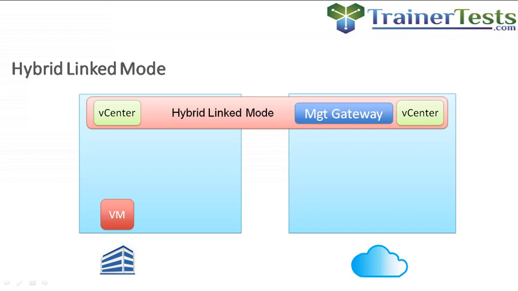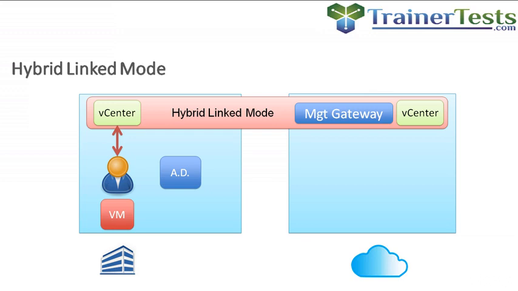And this allows us to log into either vCenter server and manage the inventory of both locations. So here's my user logging in. That user is able to manage the inventory of not only the vCenter inventory of the on-premise equipment, but also the VMware Cloud on AWS inventory as well.